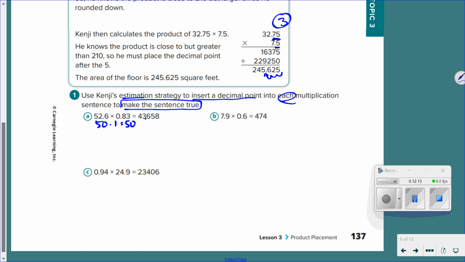If I put it after the 5, that's 4,365. Is that close to 50? No. If I put it after the 4, is 4 close to 50? No. If I put it after the 6, is 436 close to 50? You see how strategy works? Okay, so the strategy is valid. So try it with the next 2.